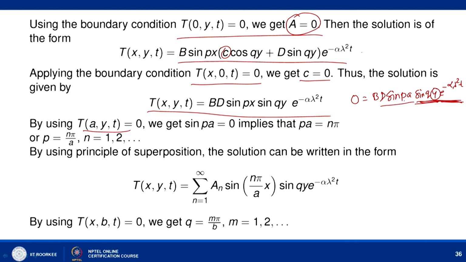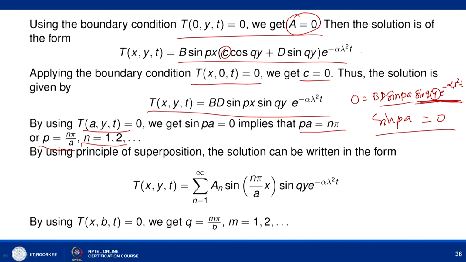So, the only condition is that sin(pa) has to be 0. If sin(pa) has to be 0, it means pa must be equal to some multiple of pi. So, pa is equal to n pi, where n runs over 1, 2, and so on. So, I can write p as n pi by a, where n is running through 1, 2, 3 and so on.